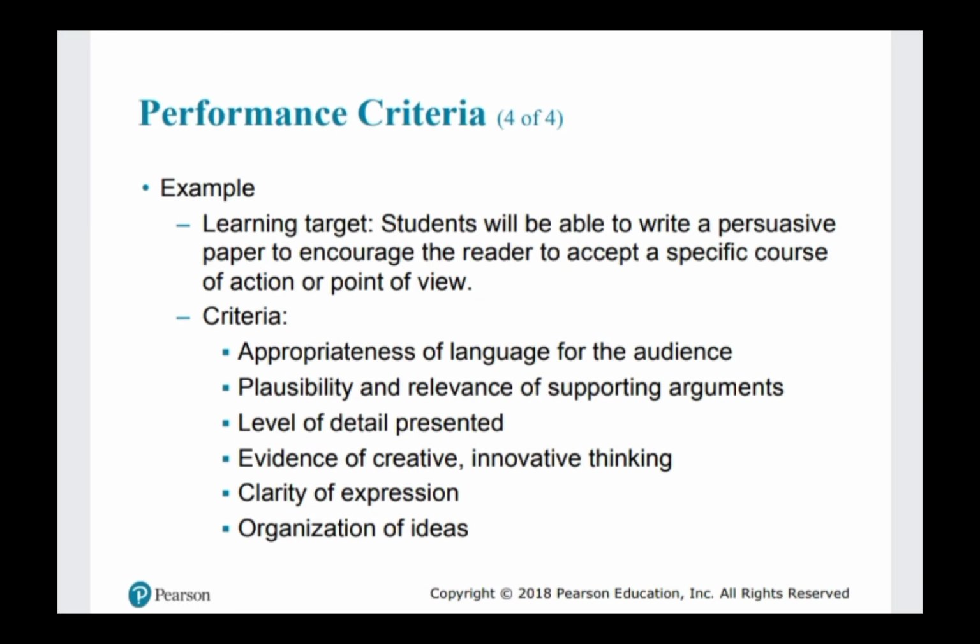Example, learning target: students will be able to write a persuasive paper to encourage the reader to accept a specific course of action or point of view. Criteria: Number 1, appropriateness of language for the audience. Number 2, plausibility and relevance of supporting arguments. Number 3, level of detail presented. Evidence of creative, innovative thinking. Clarity of expression, and last is organization of ideas. You can see the examples are very understandable.